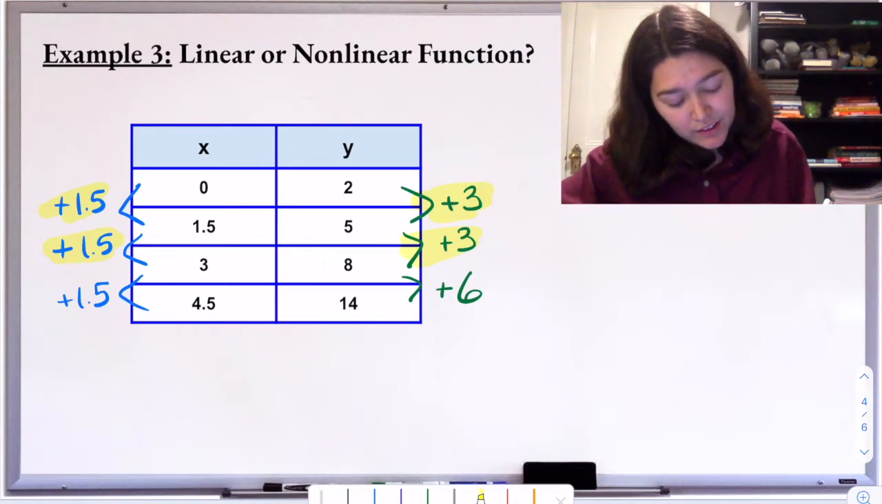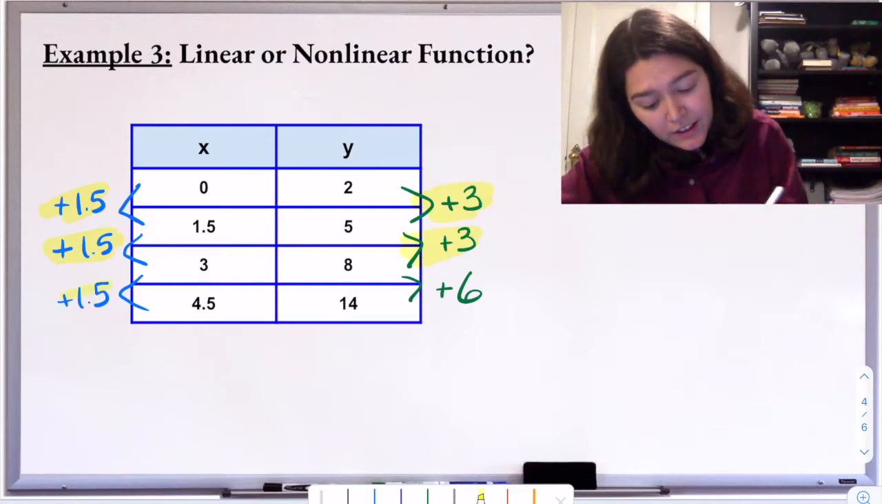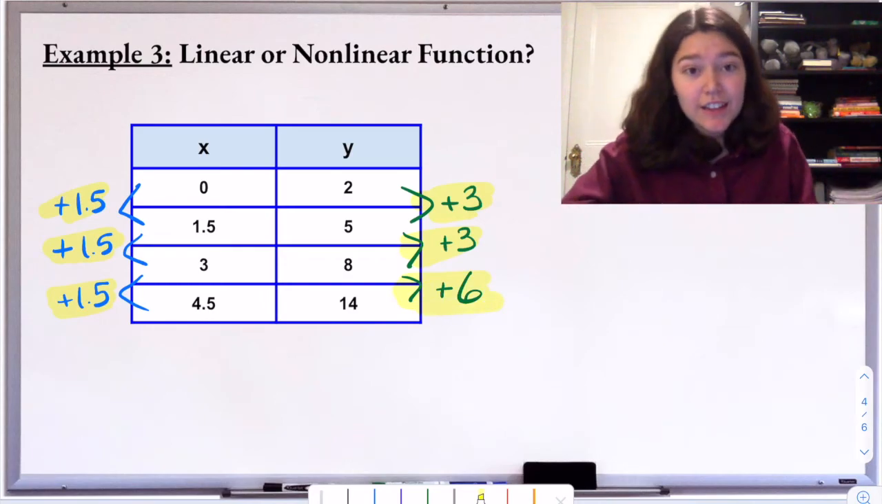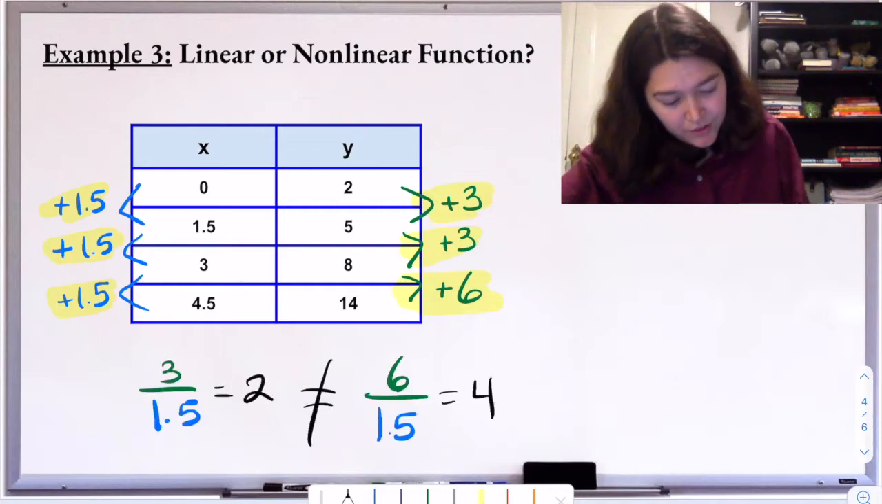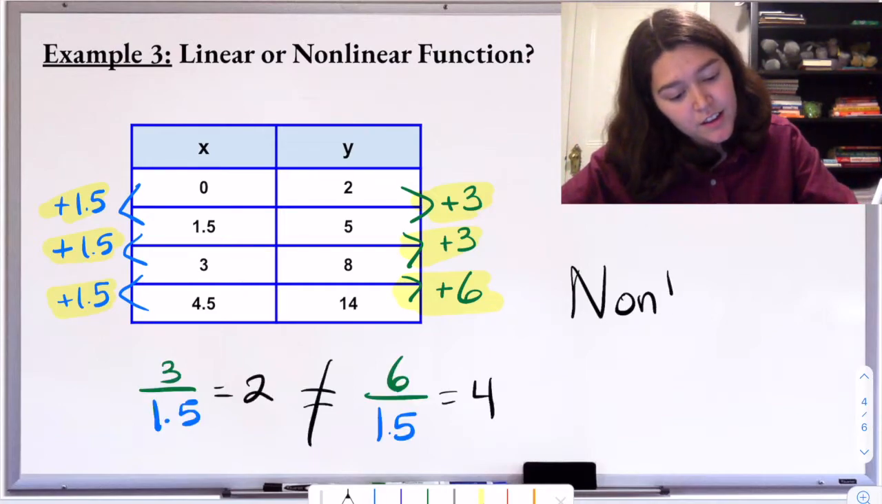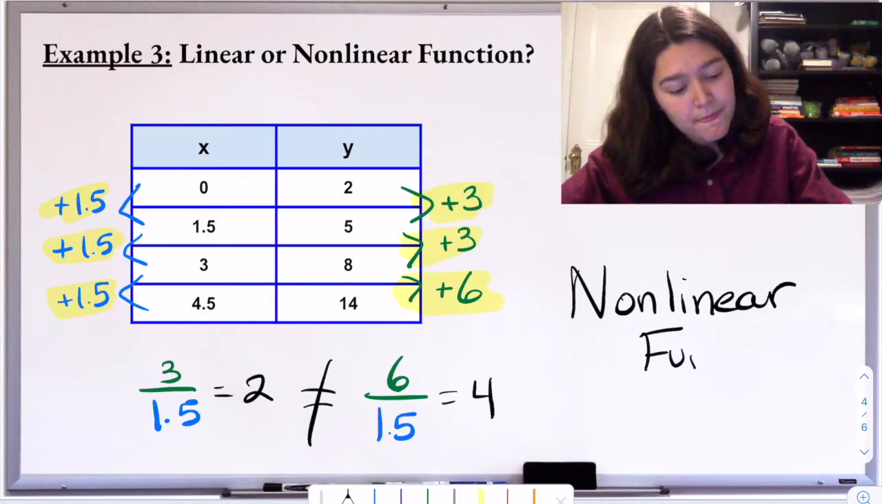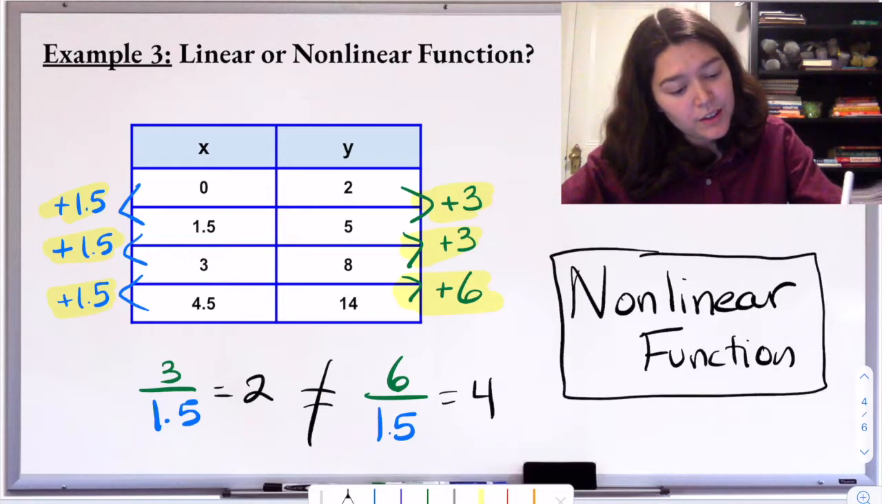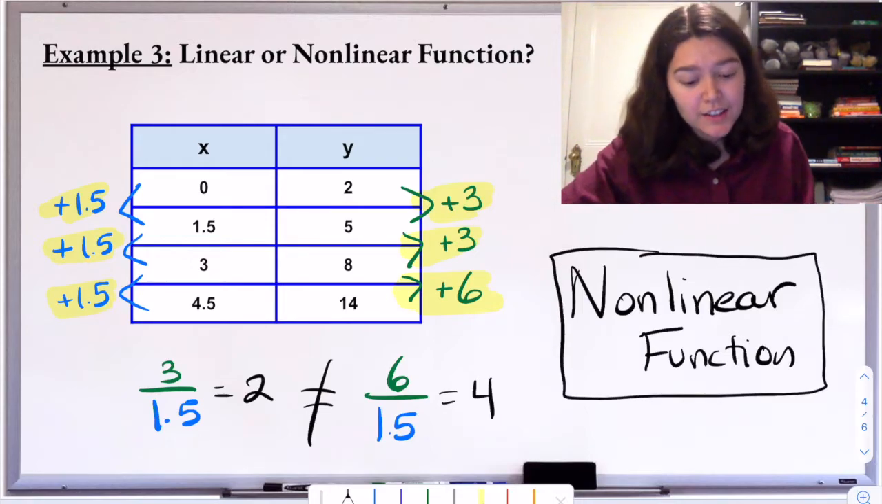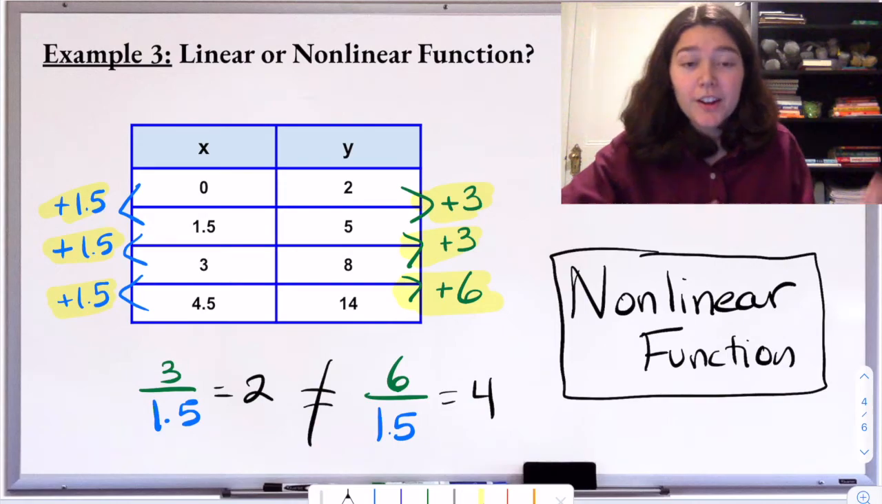However, once I get down here, when I have an increase in x of 1.5, I have an increase in y of 6. So that is not a constant rate of change. Those are not equal to each other. So this is a nonlinear function. There is not a constant rate of change. We cannot find a slope of the line because we don't have that consistent change in y divided by change in x. Okay, all right, so those are the key ideas.